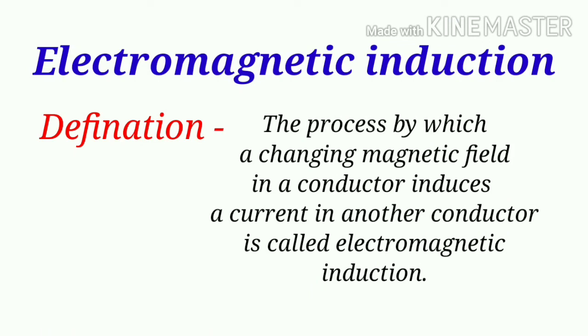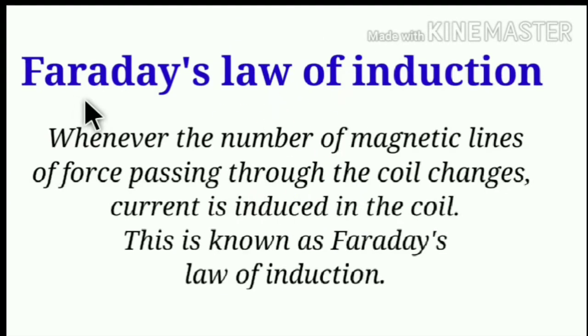Electromagnetic induction definition: the process by which a changing magnetic field in a conductor induces a current in another conductor is called electromagnetic induction, which we studied by the experiments. Electromagnetic induction was discovered by Michael Faraday in 1831.